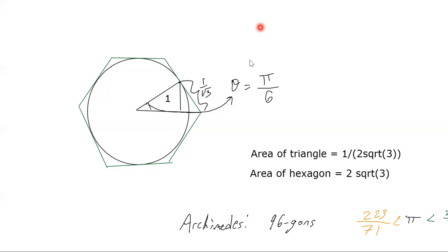And just to give you an idea of the size of these, 223 over 71 is about 3.14085, and 22/7 is about 3.1428, which, comparing that to 3.14159 for pi, you can see these bounds are pretty good, probably as good as they needed back in these ancient times. So those are the approximations we have using polygons.